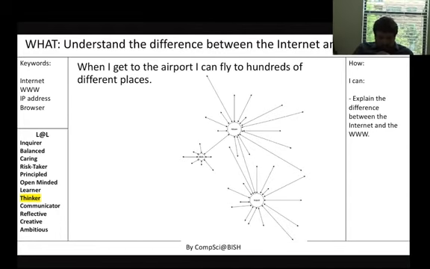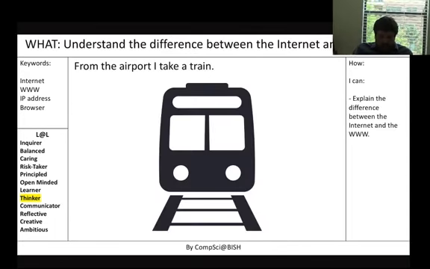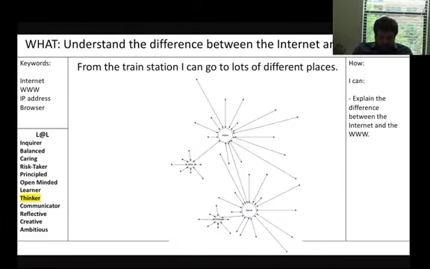From the airport, I am then going to get a train. The train station is another hub, isn't it? From the train station, I can get to lots and lots of other places. So I'm going to get a train from the train station.